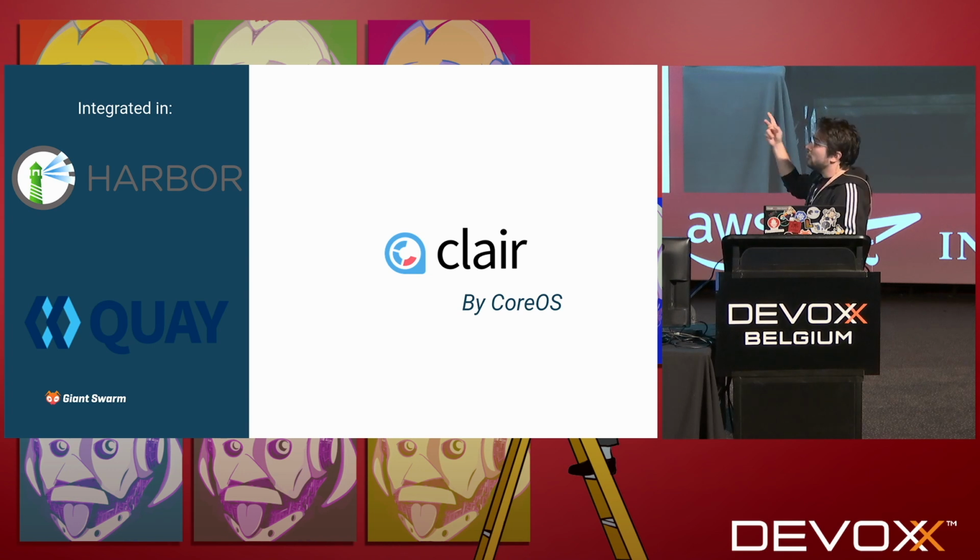The two main registries supporting Clair by default are Quay.io, by CoreOS, which already has Clair inside, so as soon as you push an image, you have the report. And also Harbor. Harbor is an open source Docker registry that you can set up on your own cluster or on your own VM, and have Clair set up inside as well.